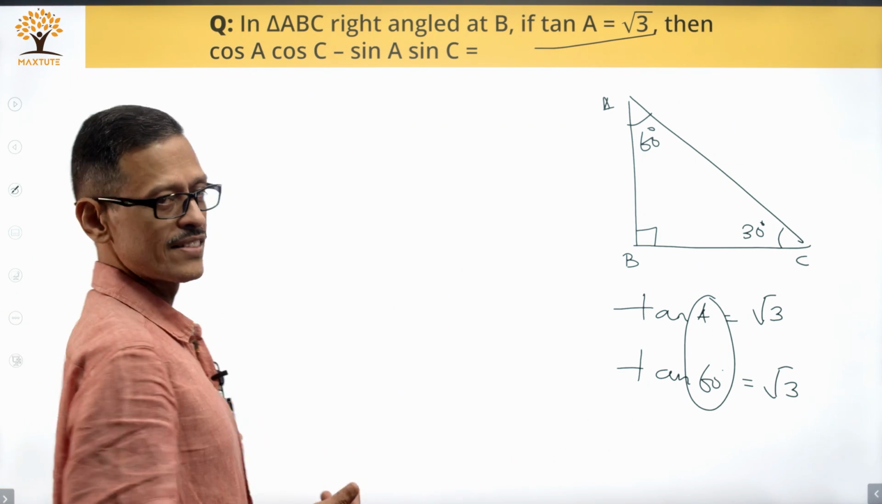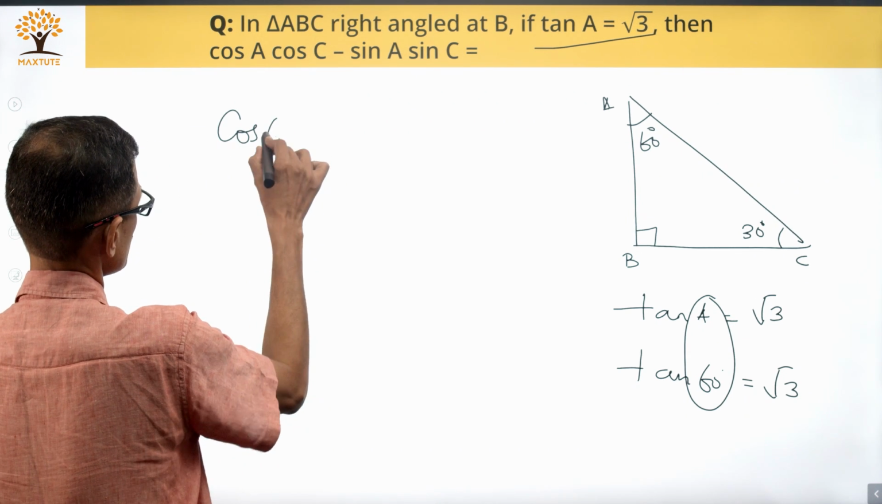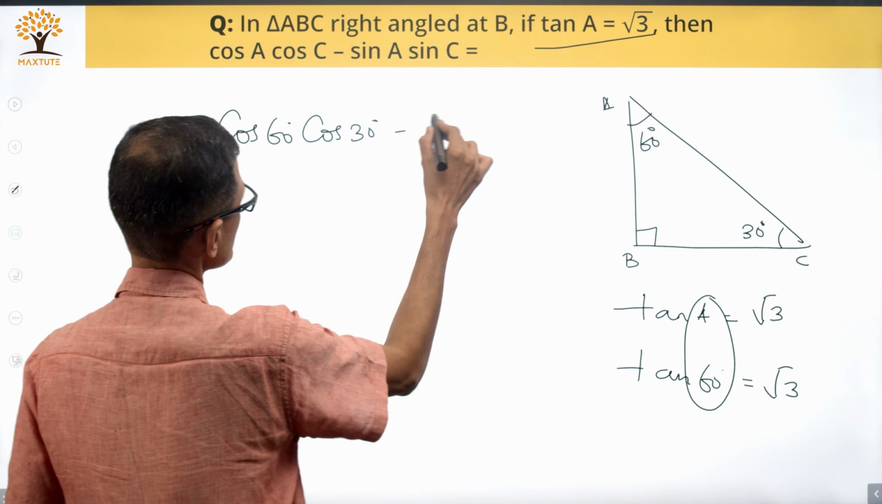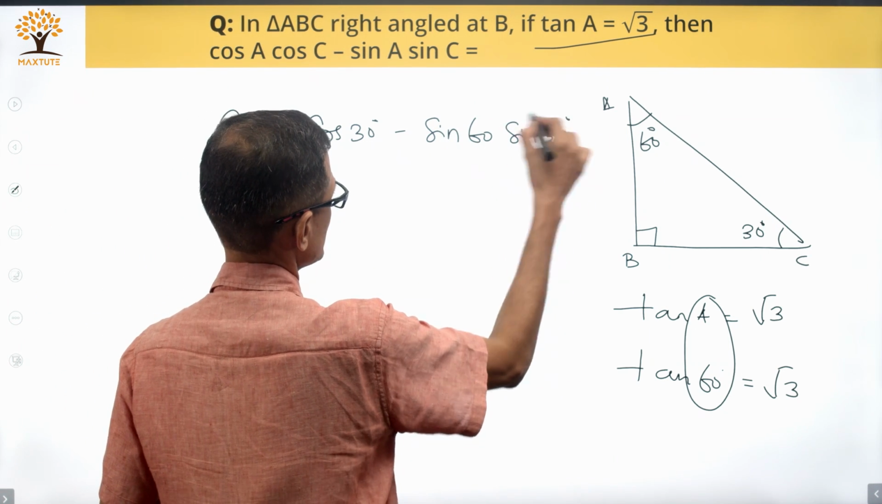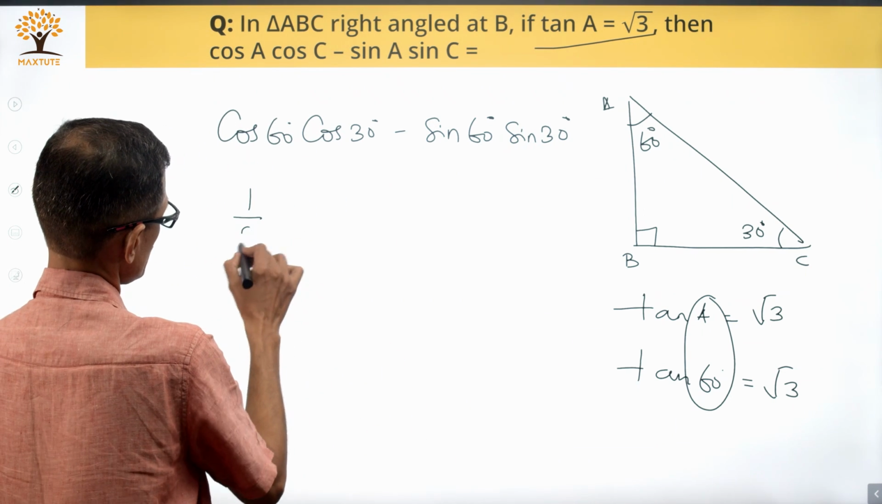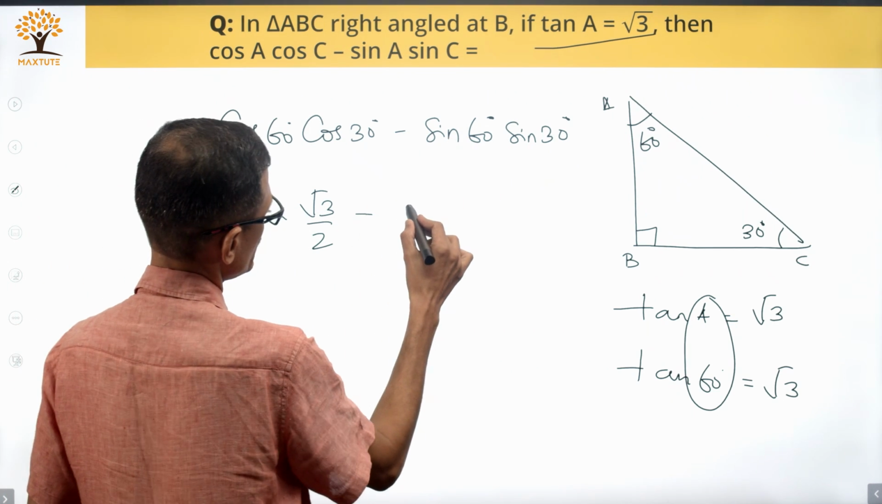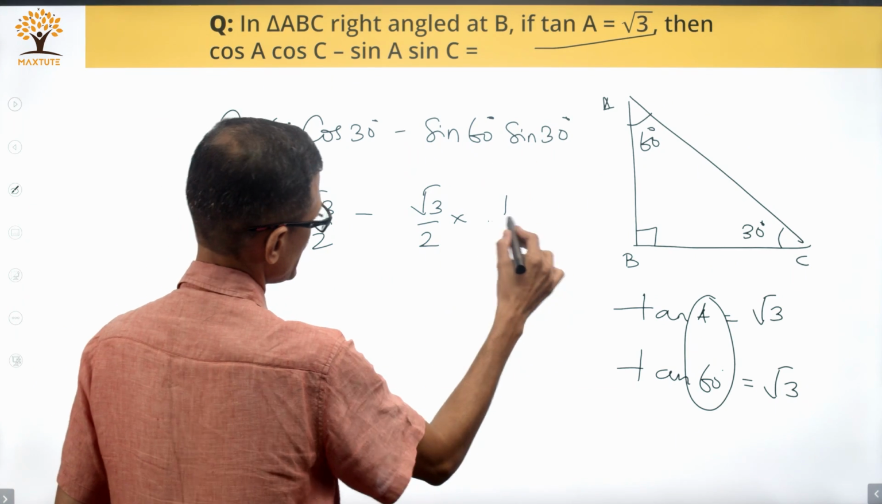Plug in the values of A and C as 60 and 30 respectively in this expression. So, we have cos A which is cos 60, cos C which is cos 30, minus sin A which is sin 60 and sin C which is sin 30. Cos 60 is equal to 1 by 2, cos 30 is equal to root 3 by 2, sin 60 is equal to root 3 by 2, sin 30 is equal to 1 by 2.